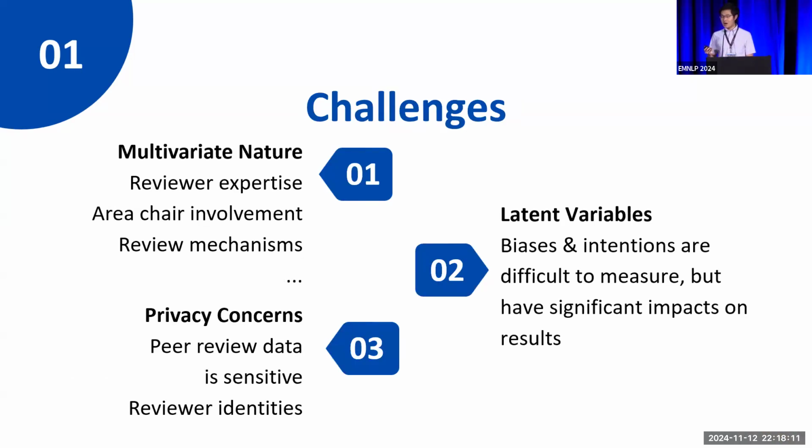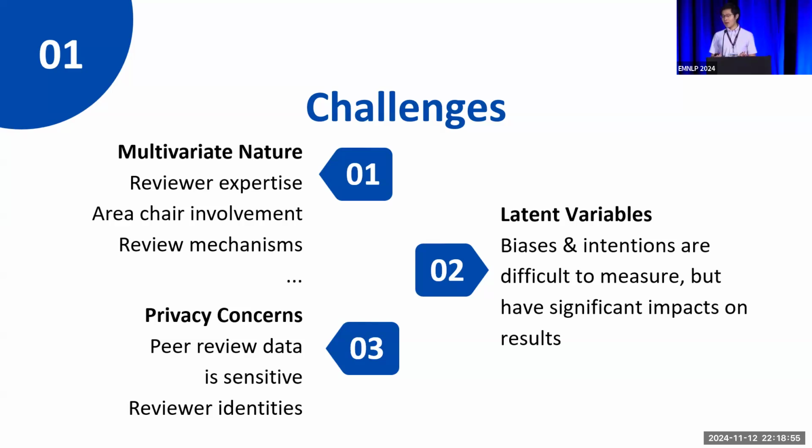There are already some works exploring this peer review process. But usually such investigations face three significant challenges. First is the multivariate nature of real-world conferences. Decisions are impacted by several factors, for example, reviewer expertise, area chair involvement, and the review mechanisms themselves. The second challenge is related to the first one, which is latent variables, which means that biases and intentions are hard to quantify, but they contribute a lot to the final decisions.